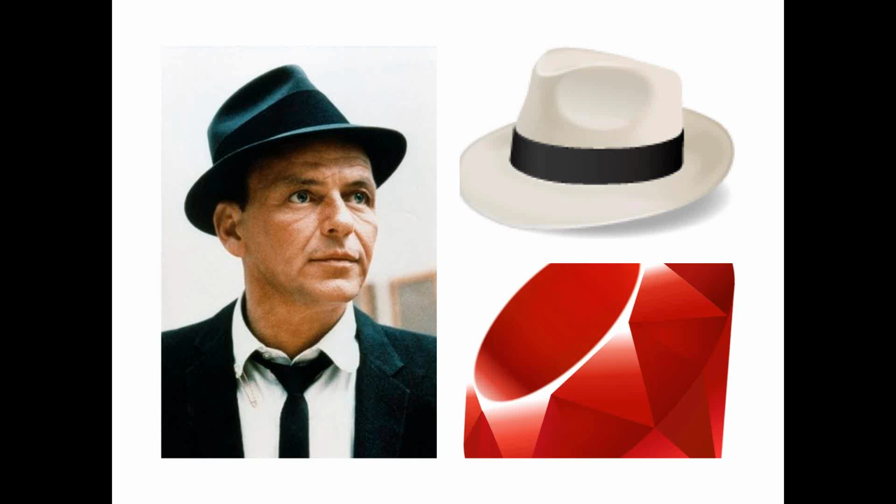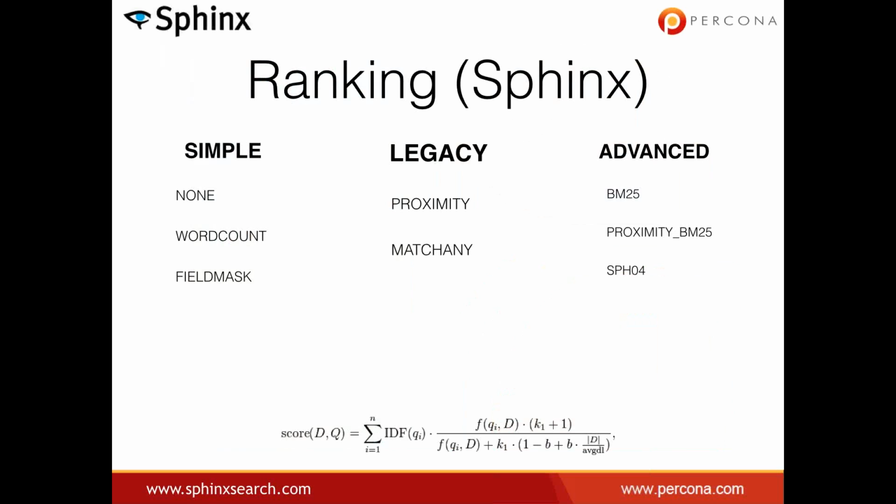Ranking is hard. At my last count, there were 8 ways that Sphinx could rank results, and these are divided roughly into 3 categories. First are the simple rankers. None does nothing, as the name implies. Word count simply counts keyword occurrences, and field mask returns the matching field's bit mask. These 3 ranking systems are appropriate for when ranking's not needed at all, or when ranking is computed on the application side. A good example of this is when you want to get a list of products but then order them by price or something non-full text related.